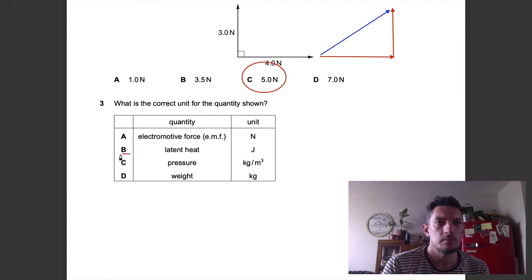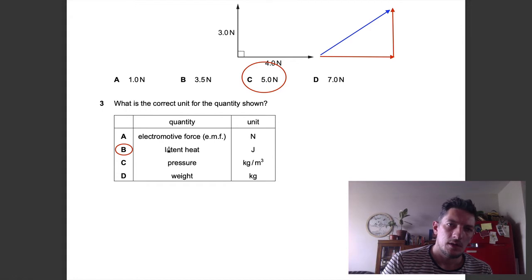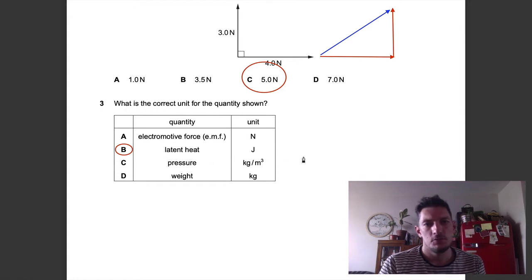Now, why is it B? The answer is B because, okay, let me go through them one by one. Electromotive force is measured in volts. It's an electrical driving force. Latent heat, now a scientific word for heat is in fact energy. And energy is measured in joules. Latent heat is the amount of energy required to heat up an object.